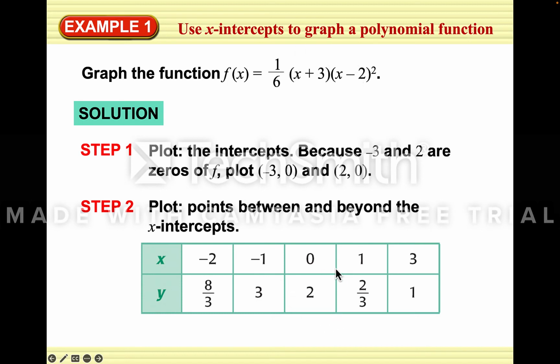So let's go back and look at 0. If we do 0 plus 3, we get 3. And then 0 minus 2, that's going to give us -2 squared, so that would be 4. 4 times 3 is 12. 12 over 6 is 2.